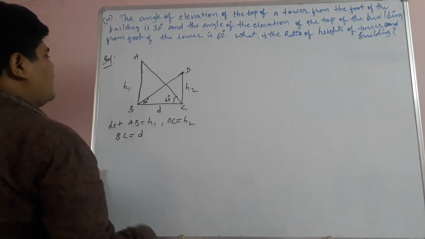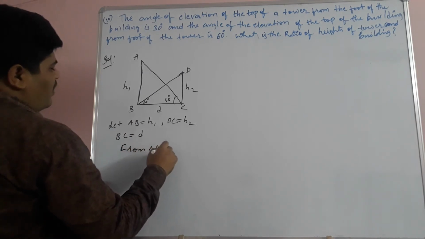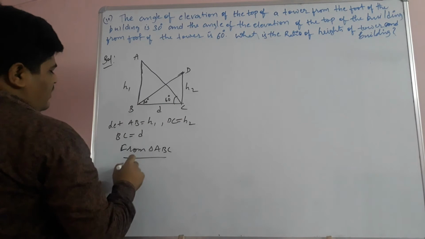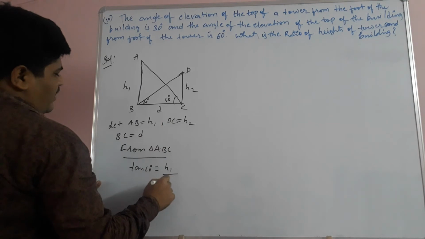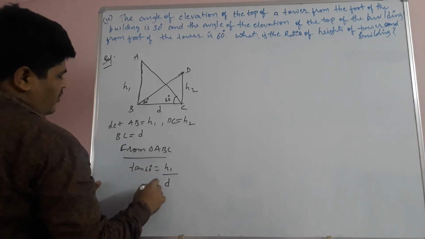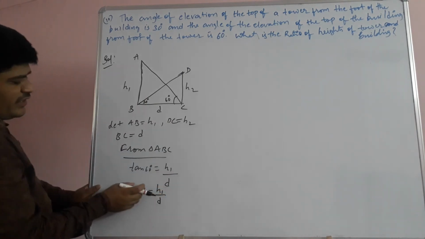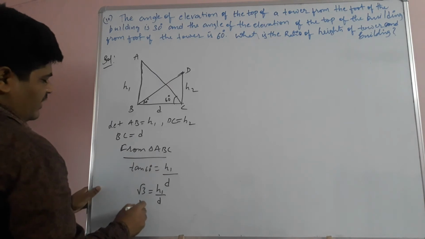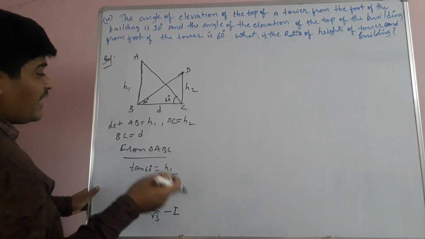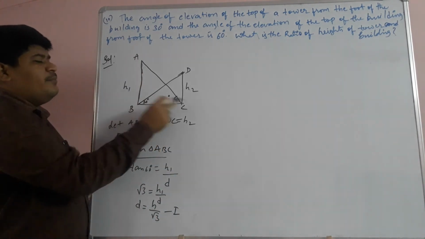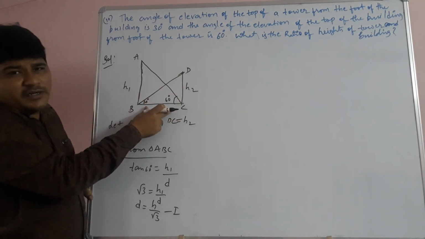Now children, I am taking triangle ABC. From triangle ABC, what can we write? This is 60 degrees, right? Tan 60 degrees is equal to H1 by D. And what is the value of tan 60, children? Root 3. Root 3 is equal to H1 by D. Transpose D to the left hand side and root 3 to the right hand side. You will get D value as H1 by root 3. Take this as equation 1. Why children, why am I equating to D? If you take triangle ABC or triangle BCD, D is fixed, a common part.